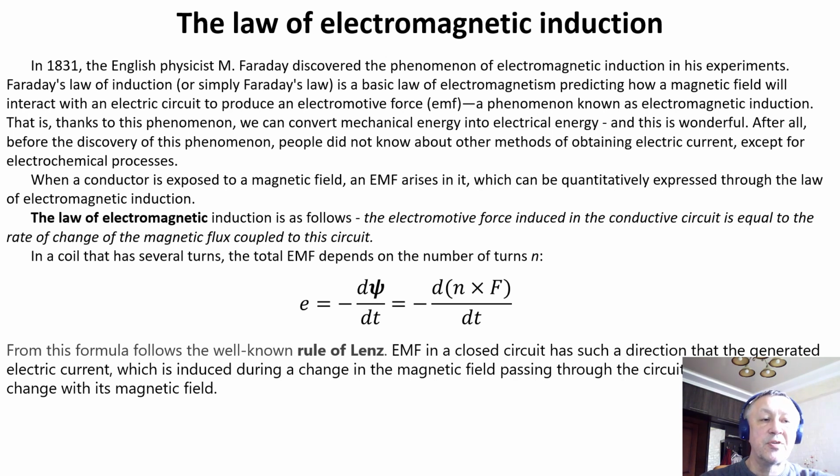Electromotive force in a closed circuit has such a direction that the generated electric current, which is induced during the change in the magnetic field passing through the circuit, prevents the change with its own magnetic field.